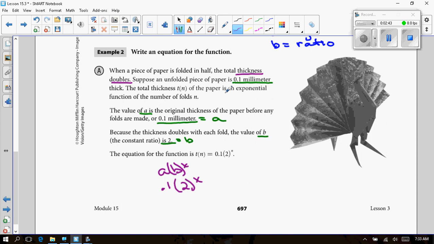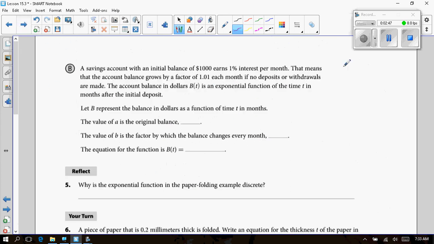Let's take a look at example 2B on the next page. A savings account with an initial balance of $1,000 earns 1% interest per month. That means the account grows by a factor of 1.01. So let's make sure we understand. You have 100% of your money plus the 1% interest gives you 101%. Change your percent to a decimal, and that's where they got the 1.01.